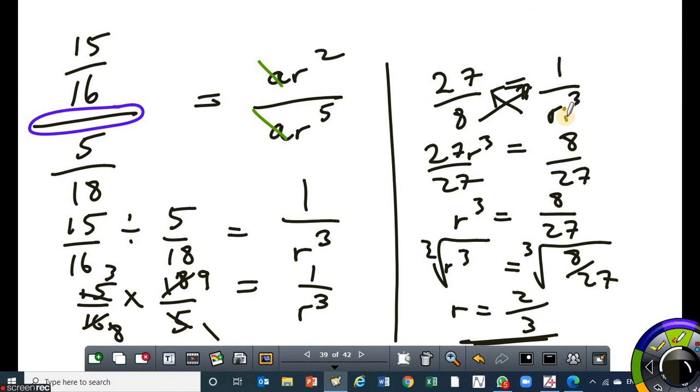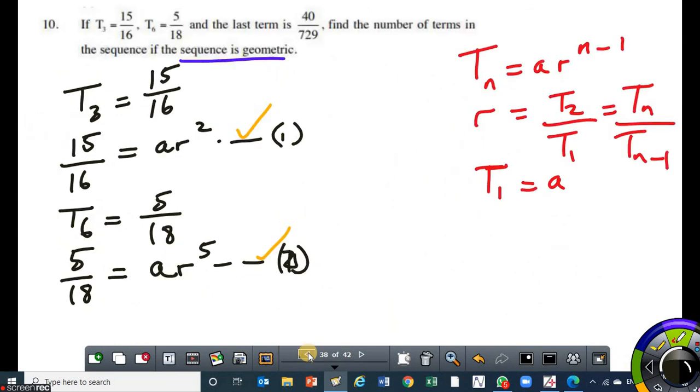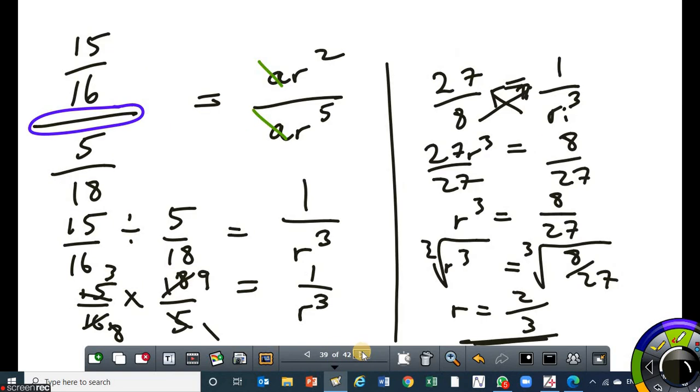So I now know that my common ratio is 2 over 3. Now I need to determine the value of the first term. To determine the value of the first term, I need to go back to one of those two equations. A question like this can have 6 marks if it comes in an examination. So I'm going to use that common ratio. Let me choose the first equation to determine the first term. So 15 over 16.